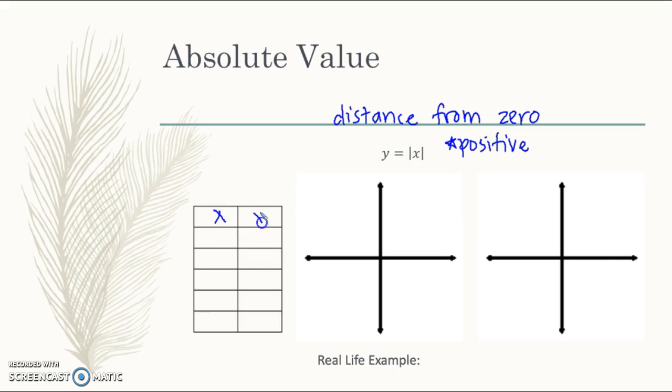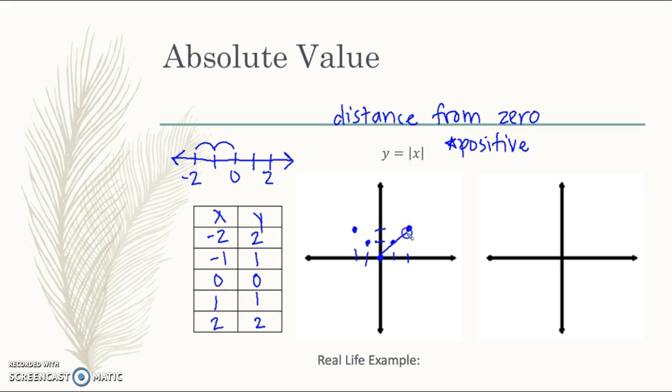So if we make our table: -2, -1, 0, 1, and 2. For -2, if you imagine a number line, here's 0, here's a -2. It is 2 units from 0. So that's how far the distance is from -2 to 0. -1 is just 1 unit. 0 is 0, so it's 0 units away. Then you've got a +1 and a +2 that are just 1 and 2 units away. So if I graph this, we've got -2, 2, -1, 1, 0, 0, 1, 1, 2, 2.